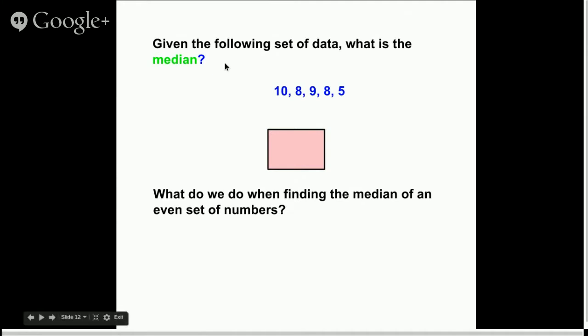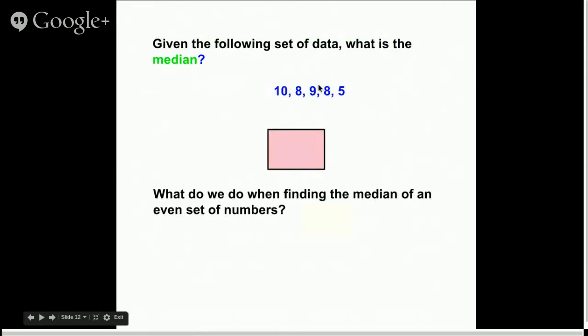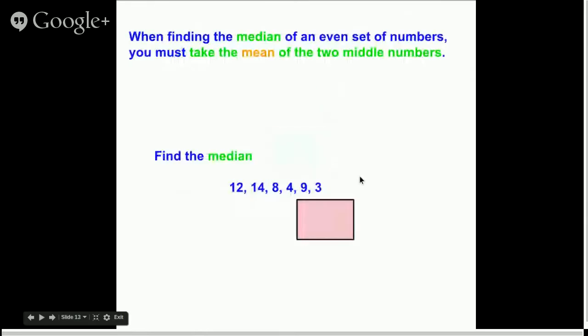What's the median of the following data? So you'd line these up in order. So 5, 5, 8, 8, 9, 10. Then you cross off the ends. So 5 goes away, 10 goes away, one of the 8s goes away, and then 9 goes away. Okay. It's not an even set of numbers. So the answer here would be 8. These boxes are supposed to go away, and they're not.